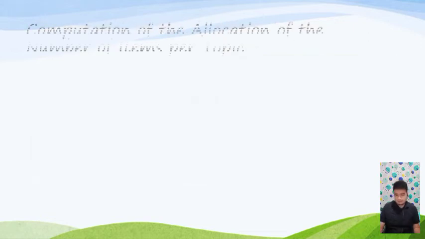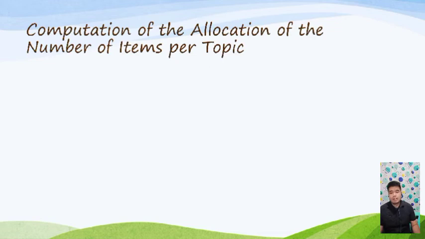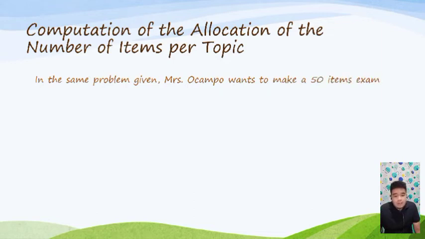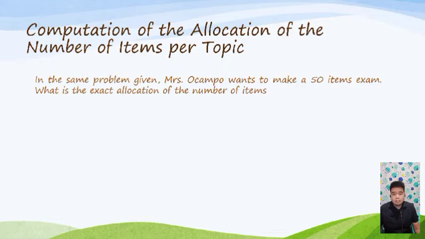So next, computation of the allocation of the number of items per topic. So let's say, for example, suppose that in the same problem, Mrs. Ocampo wants to make a 50-item examination. So what is the exact allocation of the number of items in each topic?